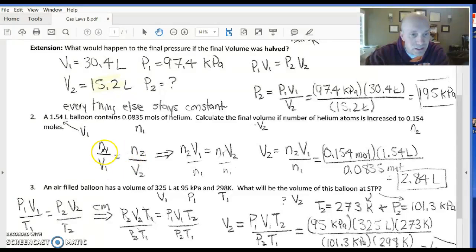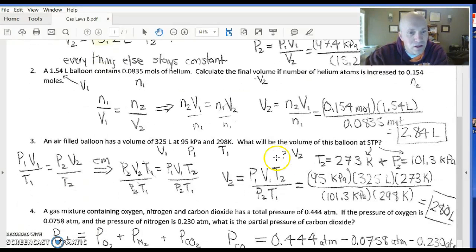So we can take this form of the equation and get rid of the fractions by cross multiplying. That would give us the top half right here. All right, we then need to get V2 by itself. So let's divide both sides by n1. The n1s then cancel from this side, giving us this equation right here. Plugging the information in from the equation gives us this. And the answer should be rounded to 3 sig figs because each of these terms has 3 sig figs.